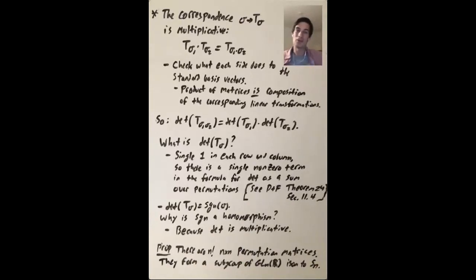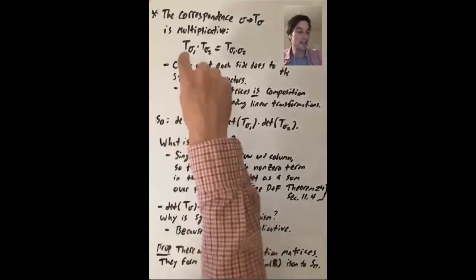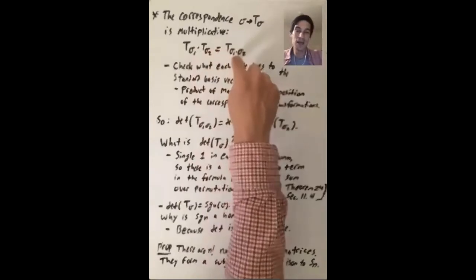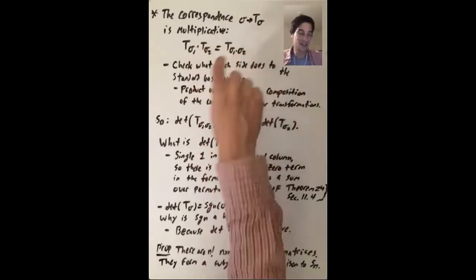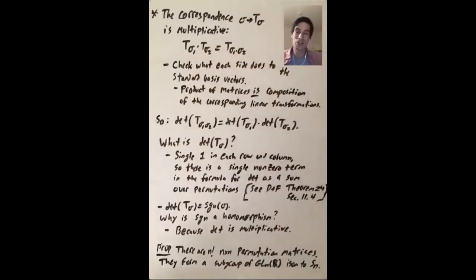OK, so if you fix n and you take all of the matrices corresponding to permutations in Sn, what do you get? You get this set of n factorial n by n permutation matrices. And it's not just a set, because if you multiply two of these matrices, you get the matrix corresponding to their product. So what does this show?